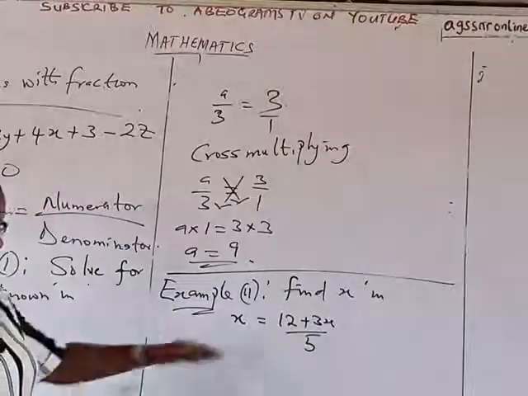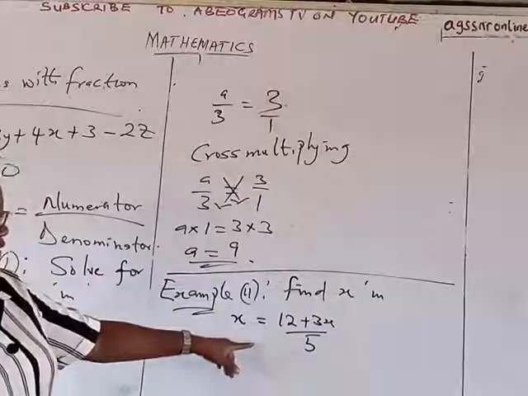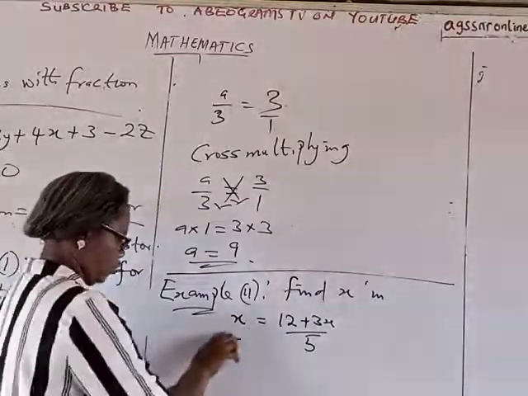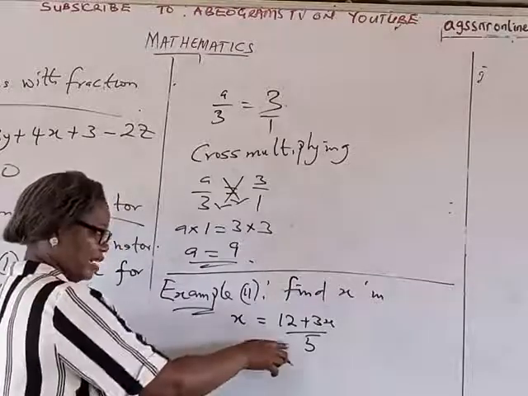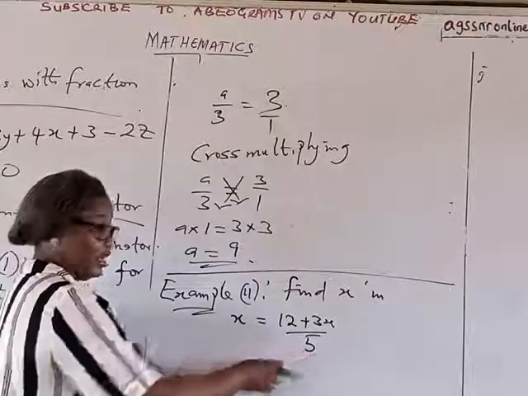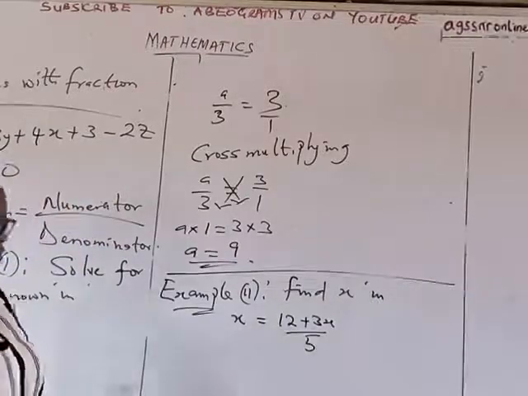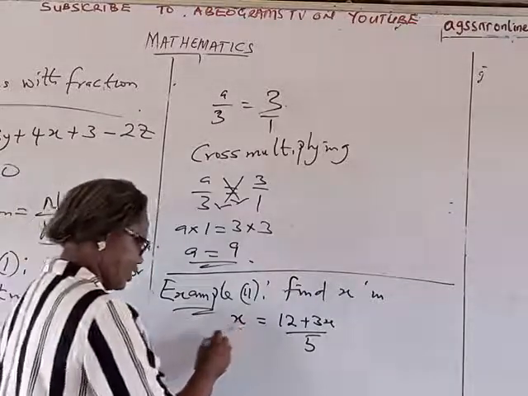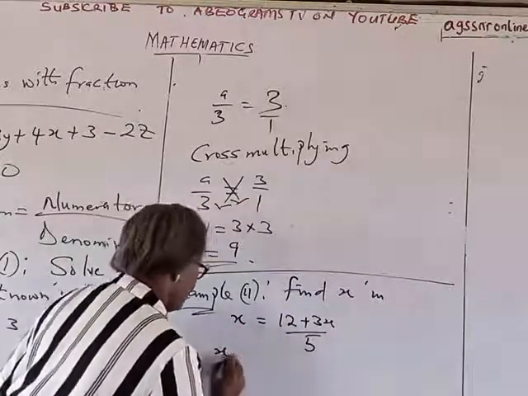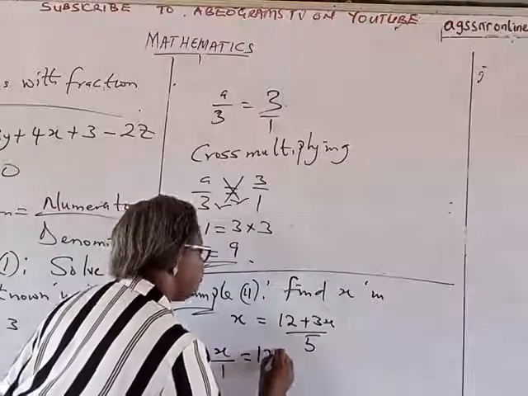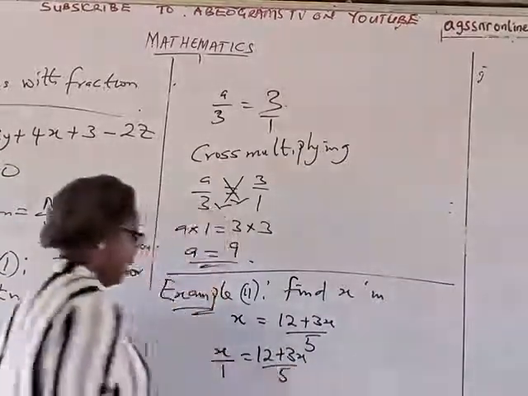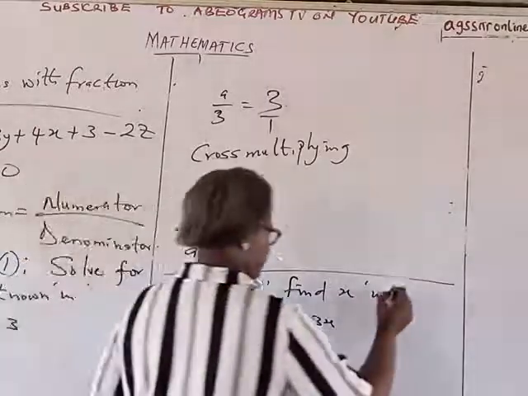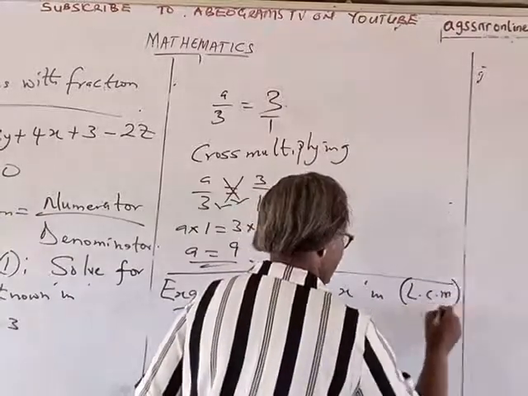Now look at this. Like I said, if you look at it very well, this also deals with a singular fraction. If you put this x over 1 to look like this, you have a singular fraction here, a singular fraction here. So you can still go ahead and use cross multiplication. But in this case, I'm going to use the LCM method. So using the LCM method, I'm going to put x over 1 equals 12 plus 3x over 5.